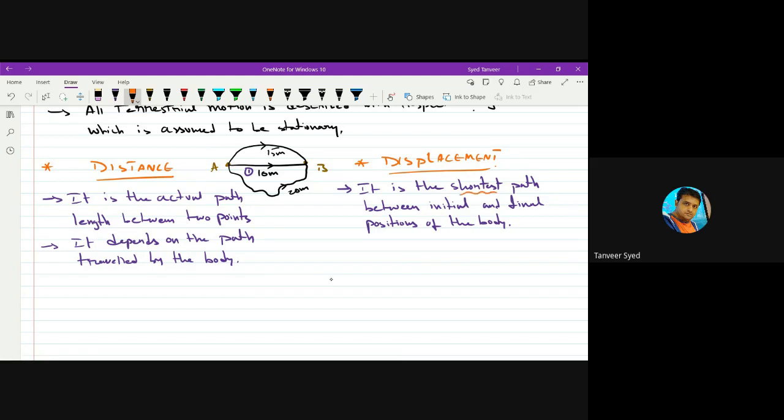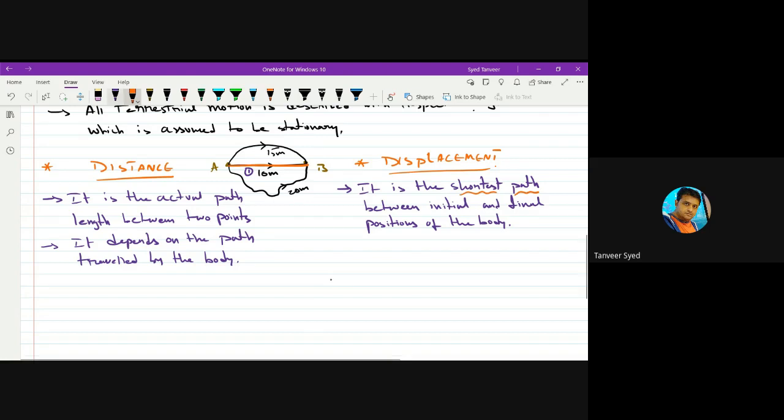Shortest path. And I think all of you will be knowing from your geometry mathematics that the shortest distance between any 2 points will always be a straight line. So the shortest path between point A and point B is a straight line, which is this. And in this case, it is some 10 meter.